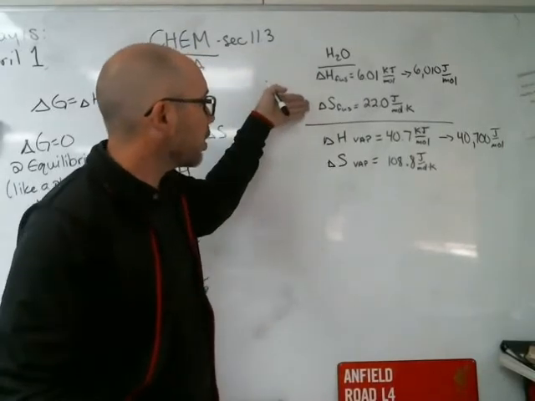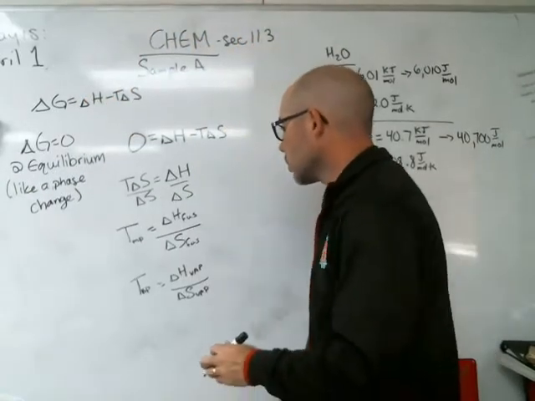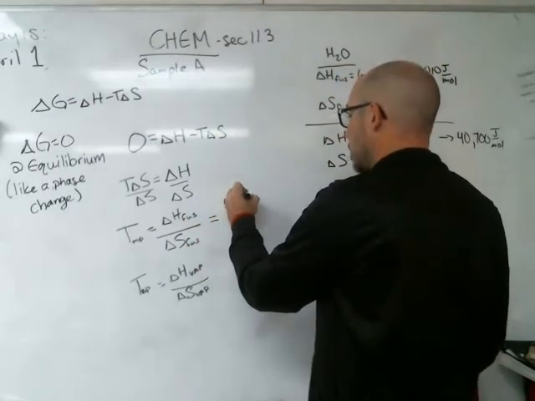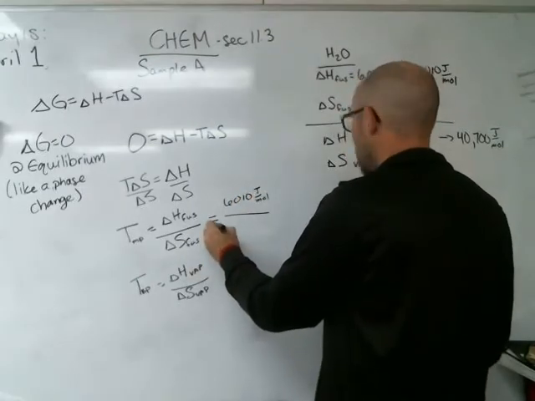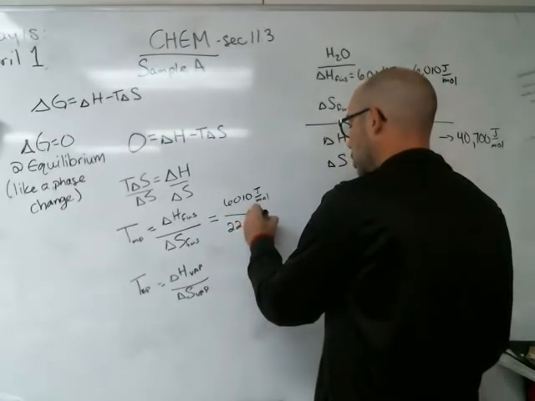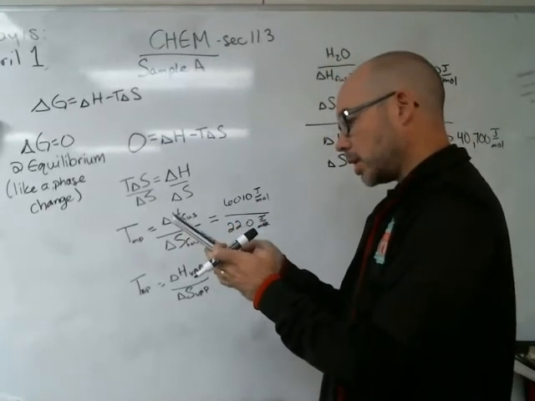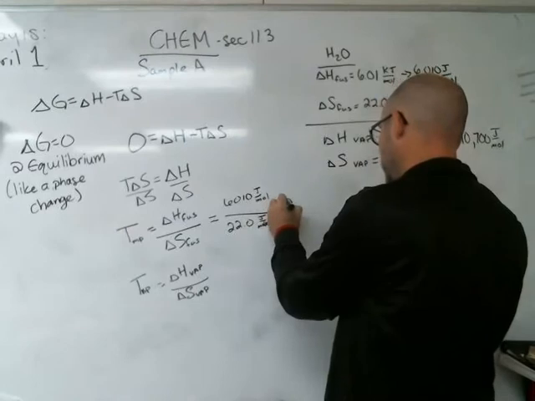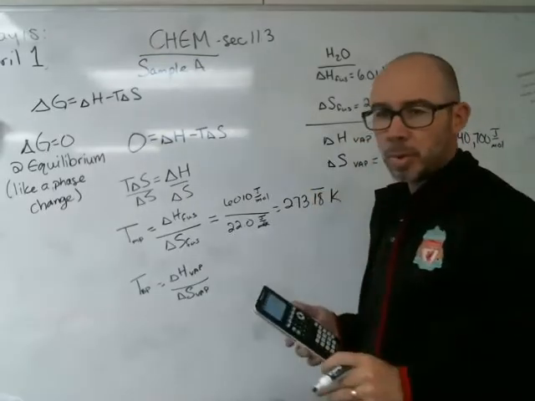Now, this top data here is for fusion. That is, it's for melting. So, for water, delta H is 6,010 joules per mole, and its delta S value is 22.0 joules per mole Kelvin. Quick calculation with that: 6010 divided by 22 yields an answer of 273.18 Kelvin, which is pretty spot on.